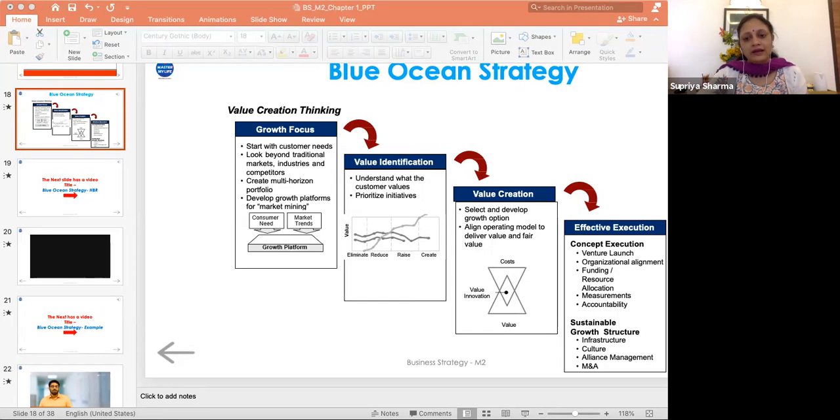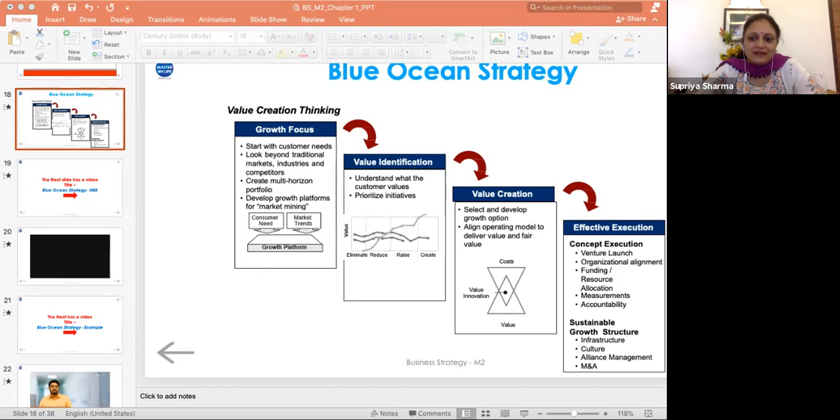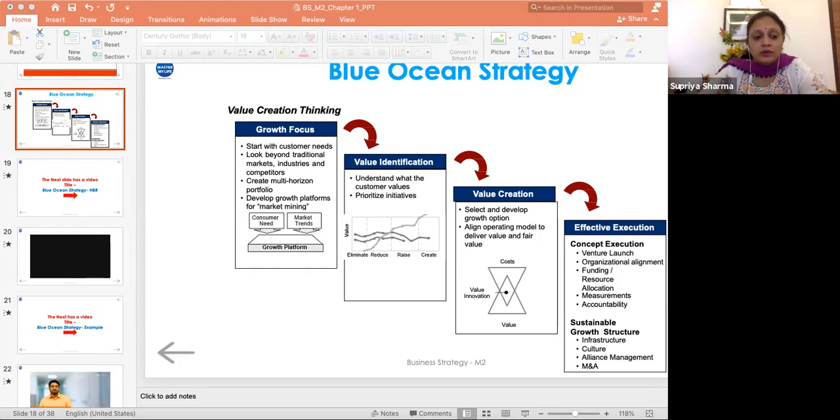Now here lies the difference between a red ocean and a blue ocean. Blue oceans are defined by untapped market space, where you create a demand and the opportunity for highly profitable growth, something that was not there, like Uber. Uber is a classic example of a blue ocean strategy.